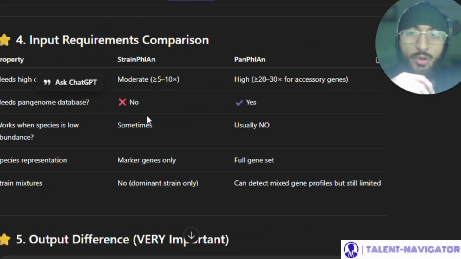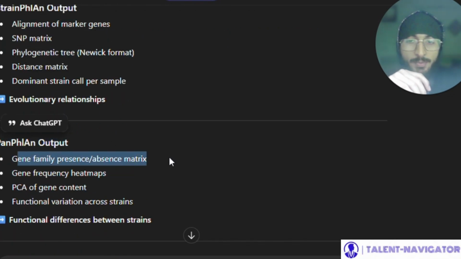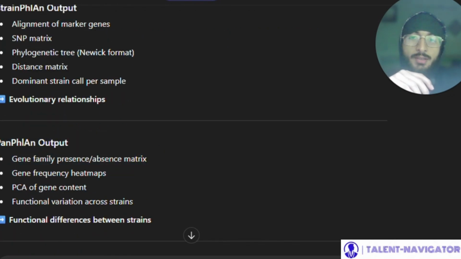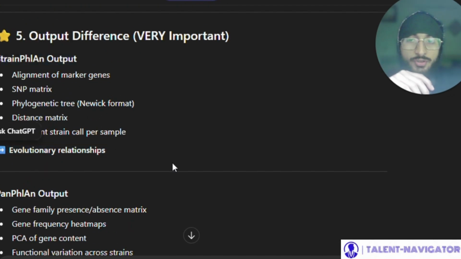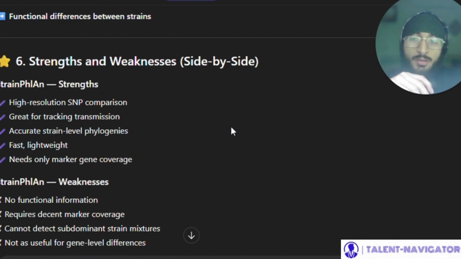Right. Moving on, output difference. So StrainPhlAn output is an alignment of marker genes. PanPhlAn output is a gene family presence or absence matrix. Right. So StrainPhlAn outputs evolutionary relationships, while PanPhlAn outputs functional differences between strains. And we discussed the StrainPhlAn weaknesses and strengths.